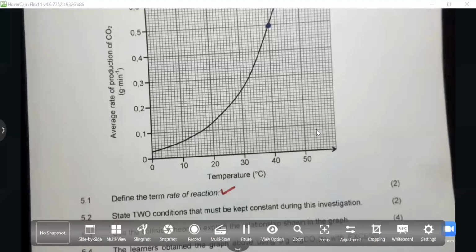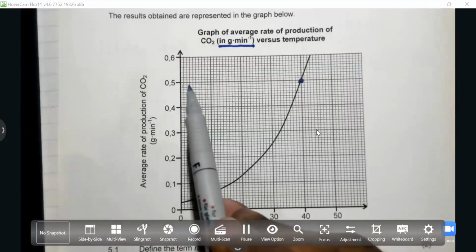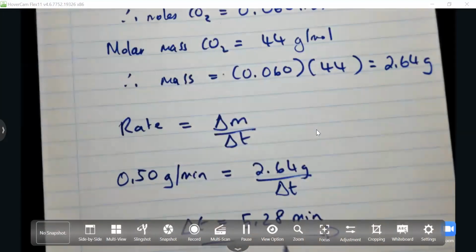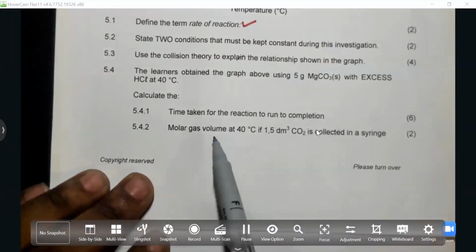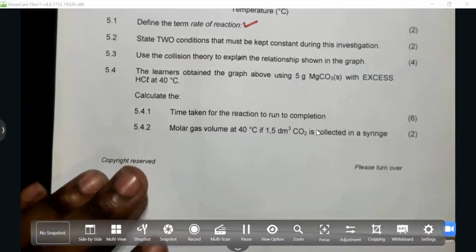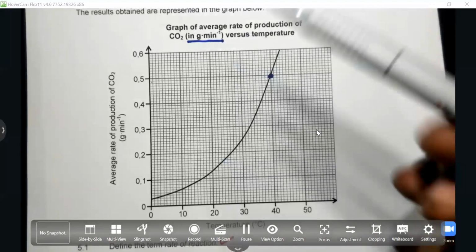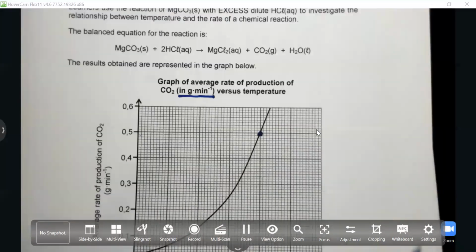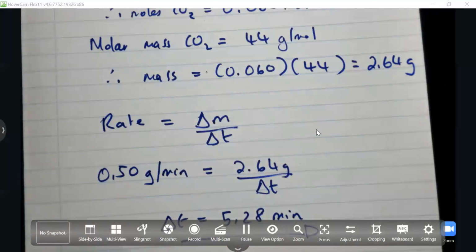So at 40 degrees Celsius, at a rate of 0.5 grams per minute of CO2 that is formed, it takes 5.28 minutes for that to take place. All right. And last but not least, they want the molar gas volume at 40 degrees if 1.5 dm cubed of CO2 is collected in a syringe. Of course, they didn't tell us that, they didn't show us the experimental setup, but because we are wiser, we know that because they are measuring the amount of gas that is formed, they're going to use a syringe in this reaction.